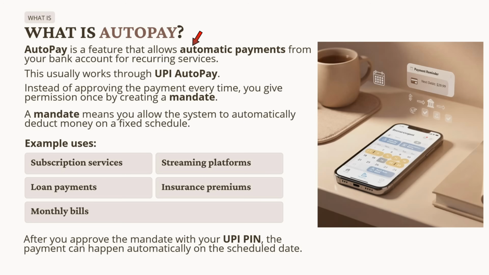Instead of approving payment every time, you give permission once by creating a mandate. A mandate means you allow the system to automatically deduct money on a fixed schedule. Example uses are subscription services, streaming platforms, loan payments, insurance premiums, and monthly bills. After you approve the mandate with your UPI PIN, the payment can happen automatically on the scheduled date.